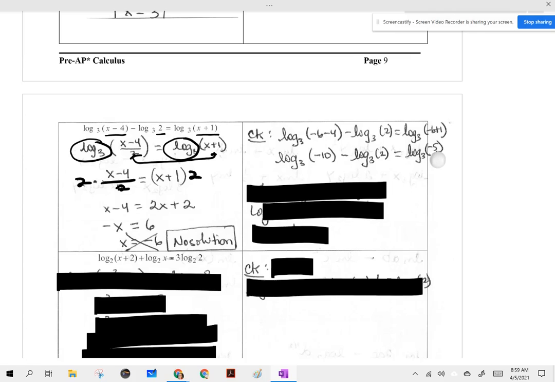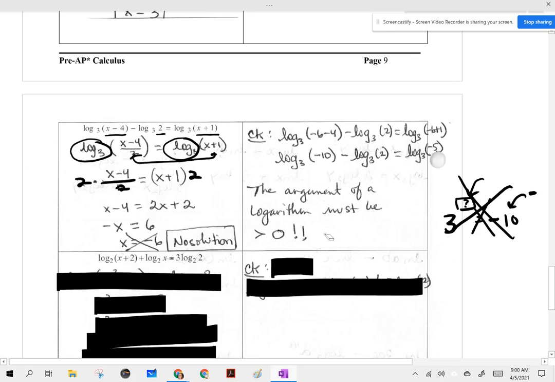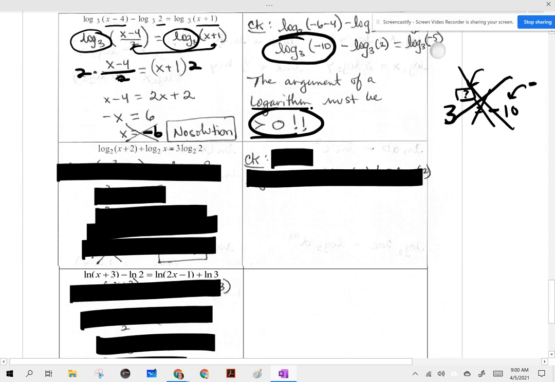And that's because when you have a base 3, to what power is going to give you a negative number? Well, that's impossible. You can't start with a positive, raise it to a power, and then get a negative number. So that's why it's no solution. The argument of a logarithm must be positive. That does not mean that your variable can't be negative. It's when you're doing the evaluating, it's the log that can't be negative. So be careful. Sometimes our answers can be negative, but not the argument.